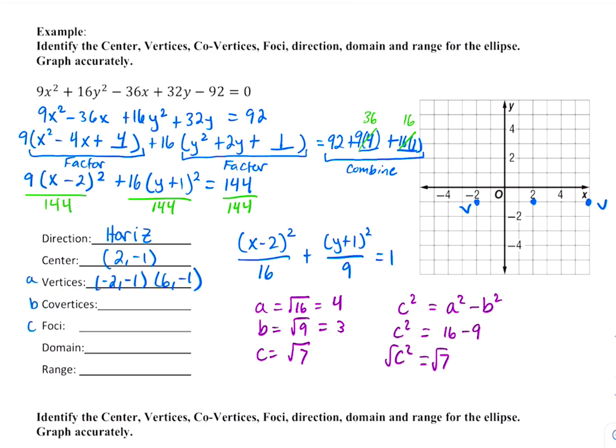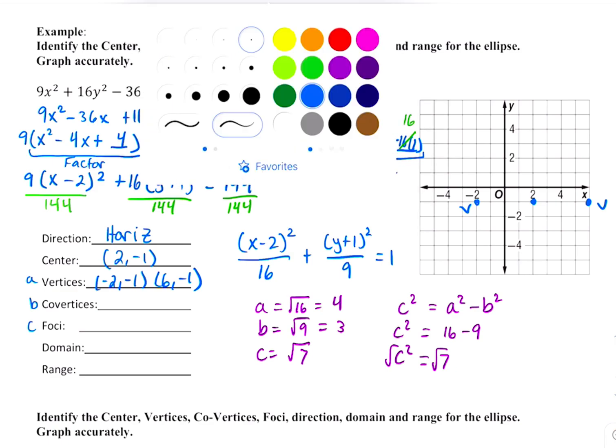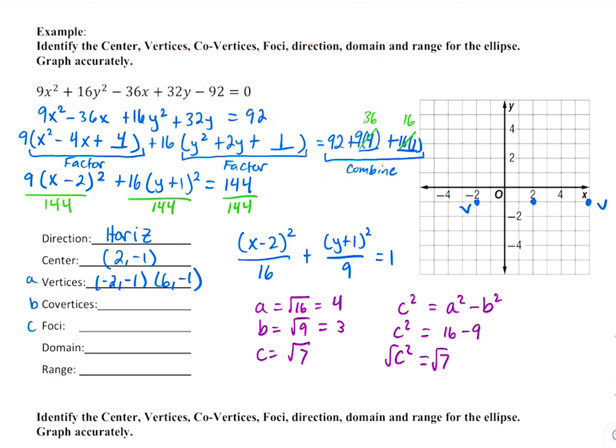Now, if we don't have the graph, remember we are just adding and subtracting our A value, so that 4, from the X value of our center since we're going left and right. So 2 minus 4 is -2, and 2 plus 4 is 6, and then our Y value would stay the same. And then our covertice deals with our B value. So B is 3. So from our center point, we're going to count up and down 3 and put our points.